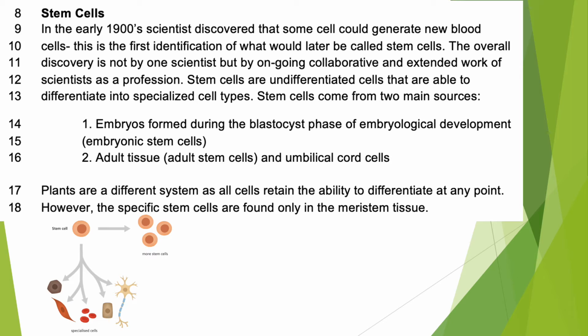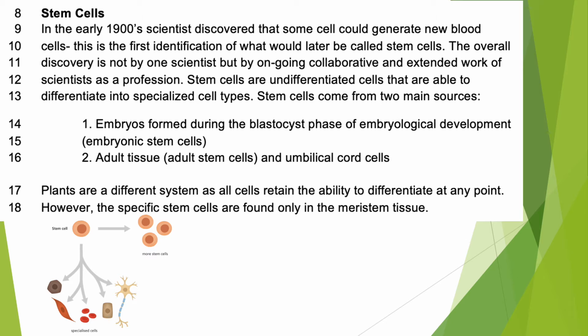Okay, so let's read on in the first part here. It says, in the early 1900s, scientists discovered that some cells could generate new blood cells. This is the first identification of what would later be called stem cells. The overall discovery is not by one scientist, but by ongoing collaborative and extended work of scientists as a profession. So it's not just that we discovered stem cells one day and now we understand everything about it. We actually don't know a lot about stem cells because there are a lot of ethical issues around this topic. All right.